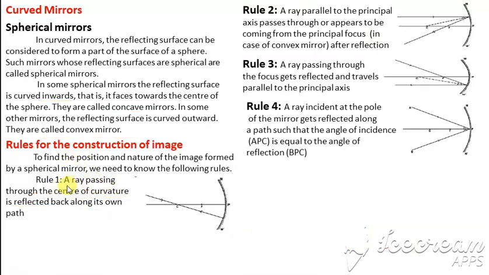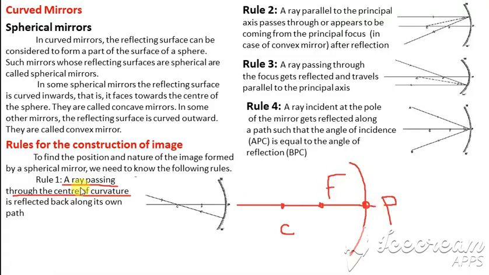First rule is a ray passing through the center of curvature. As I've told you, this is a spherical surface, this is a pole, then here we have the center of curvature, and here we have the focus. A ray passing through the center of curvature gets reflected back along its own path.